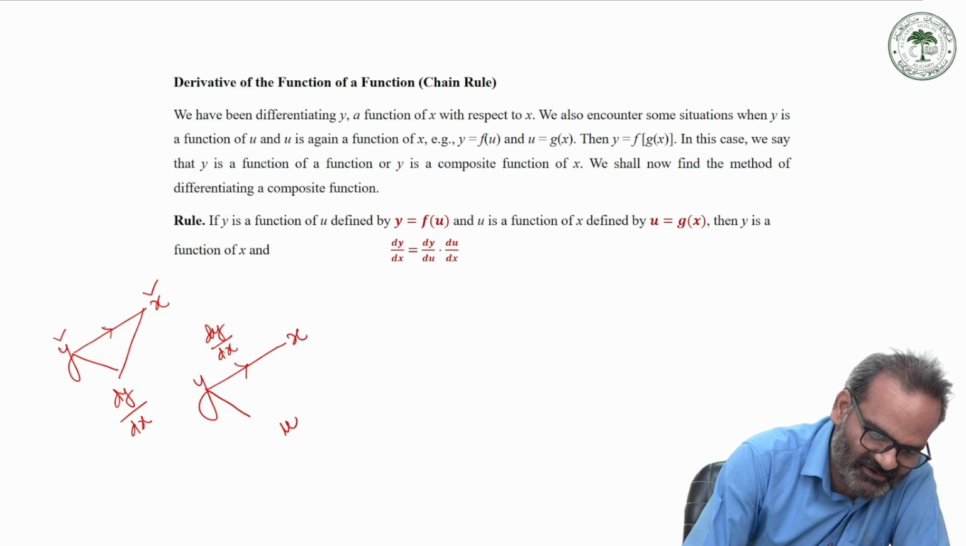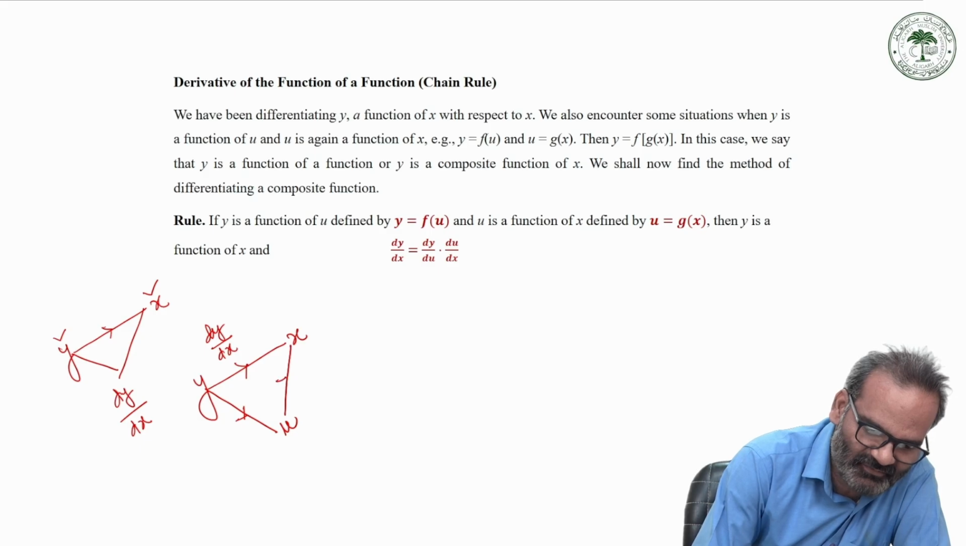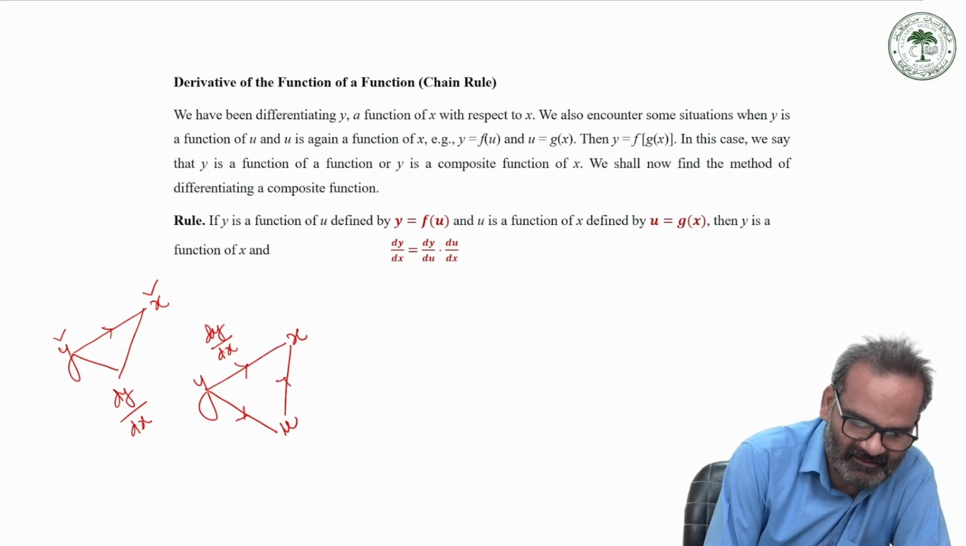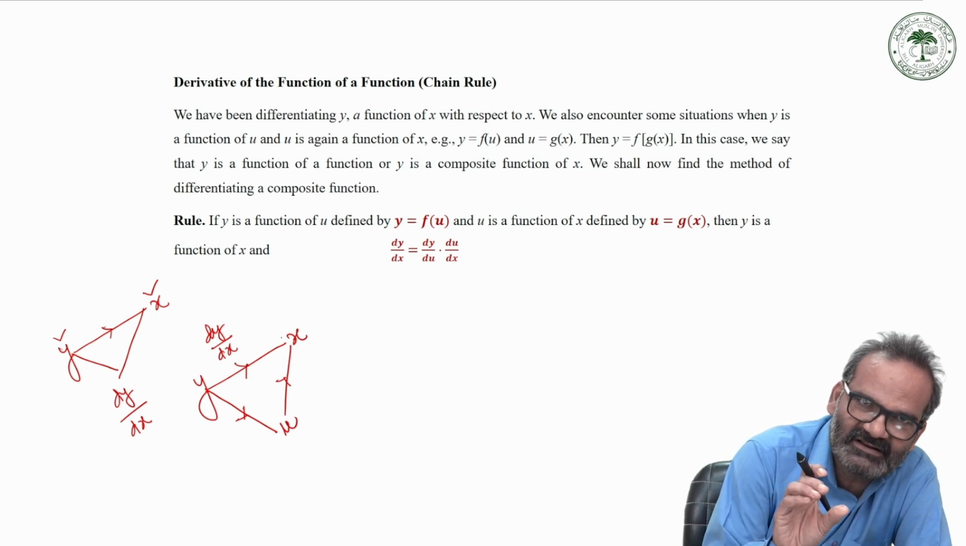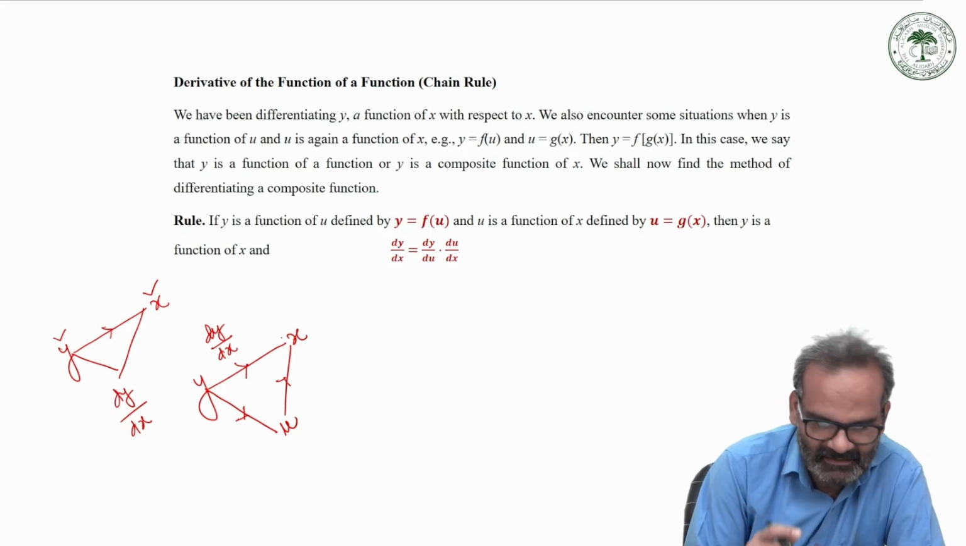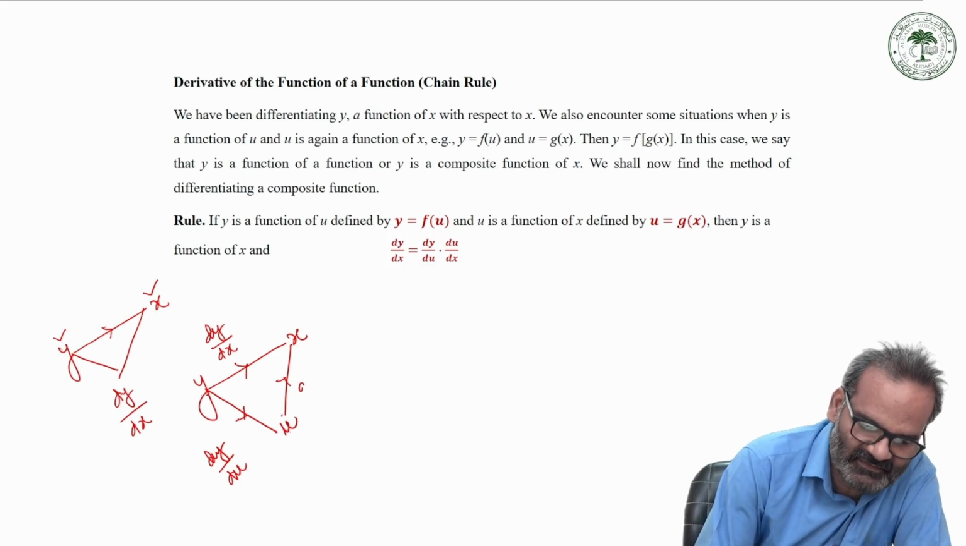Y is a function of u and u is a function of x, right? Here y is a function of x. We were getting dy over dx. We have sandwiched or inserted a new variable, say u, in between x and y. So y is now a function of u, so here we will find out dy over du. And u is now a function of x, so we will find out du over dx.